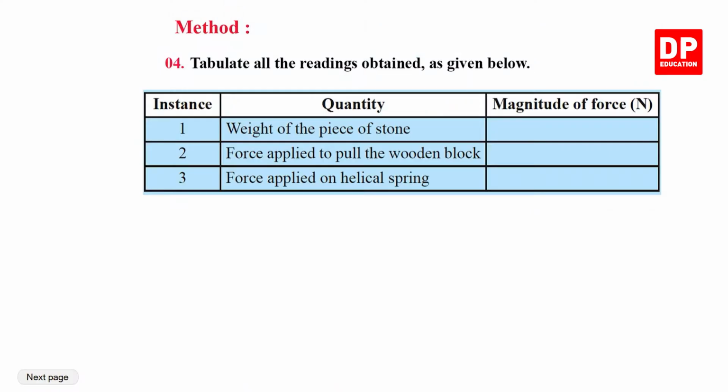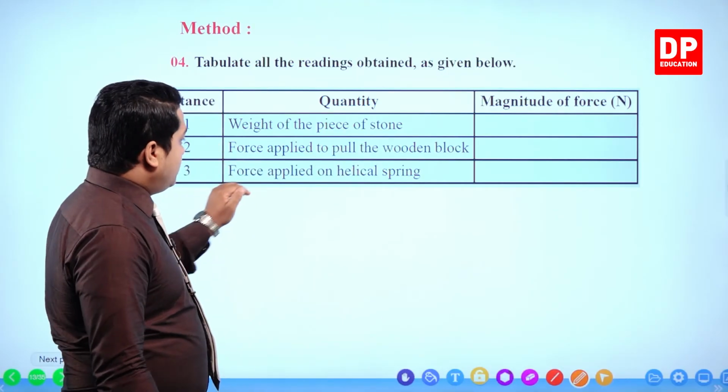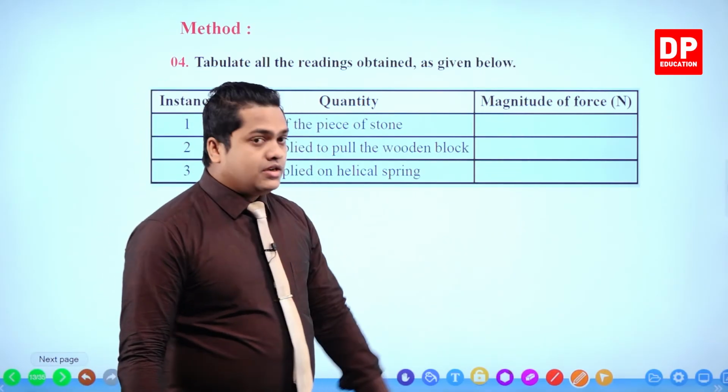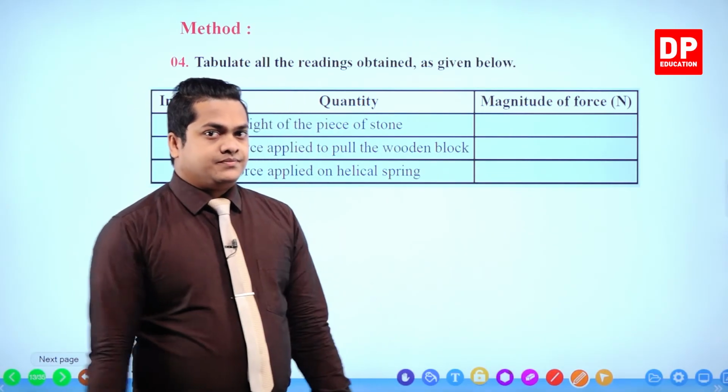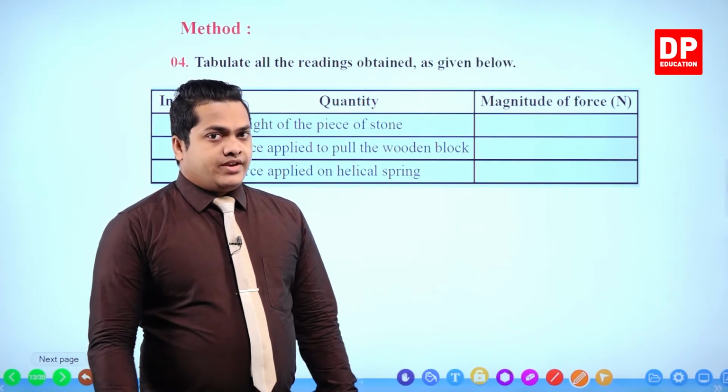Right. Finally, tabulate all the readings obtained as per the given table. So first instance, second instance, third instance: weight of the piece of stone, force applied to pull the wooden block, force applied on the helical spring. You have to get the magnitude and fill the table. That's it. Okay. So this is the way of doing our experiment, my dear children.